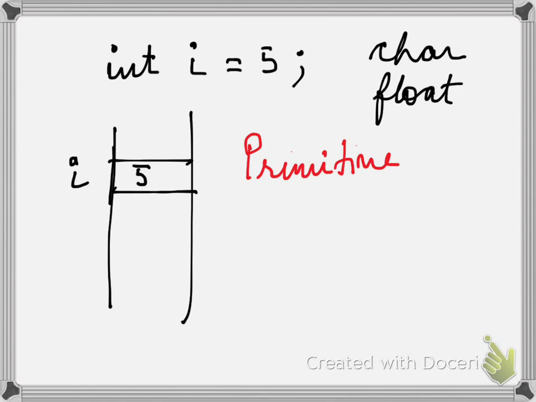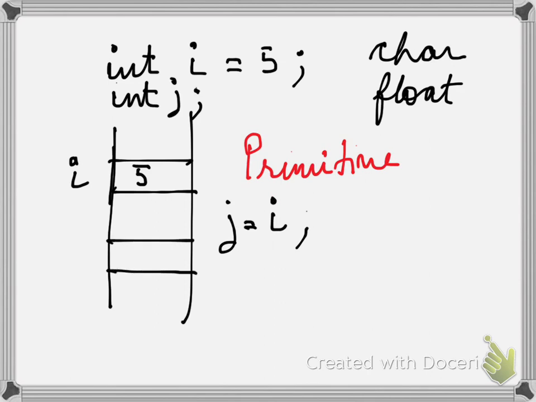So if you have another variable here, int j, and you make an assignment like this, j is assigned I, then what happens? Again, since j is of type integer, it is also a primitive data type. So for j, a memory location will be reserved, and the value that is there in I would be copied to this memory location for j. So the value 5 will be copied to this location. This is true in case of primitive data types.